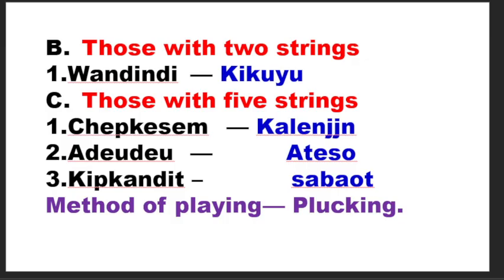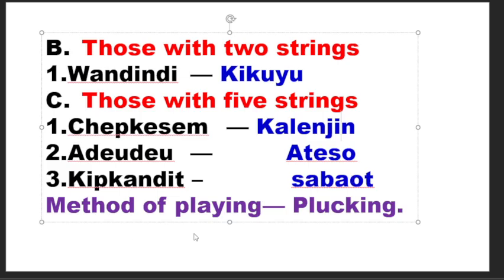Now we have those with 2 strings. We say they are called wandindi. Those that have 5 strings, you have chepkesem, karenjin, adeudeu teso, kipkandit, sabaot.